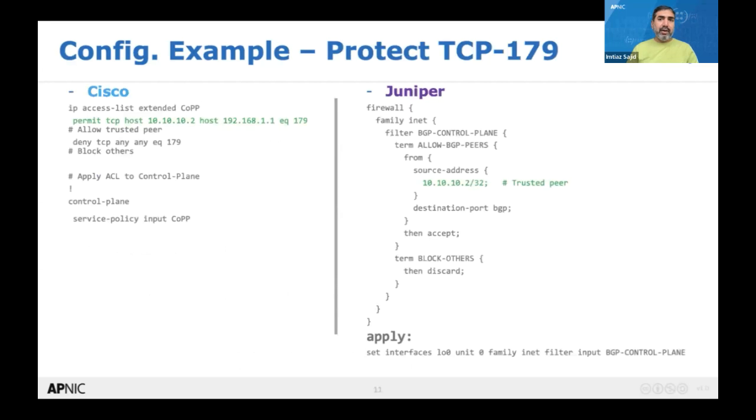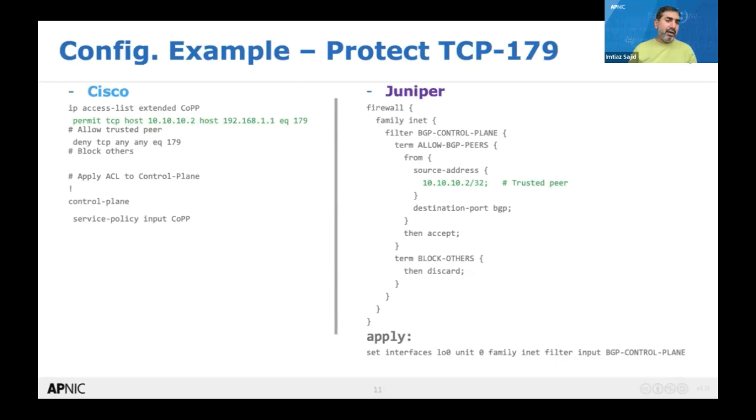So how can we protect our TCP 179 port? We should configure the ACL, and then attach the ACL to the control plane. This is an example for Cisco and Juniper. We are saying permit TCP host 10.10.10.2, which is our trusted peer.